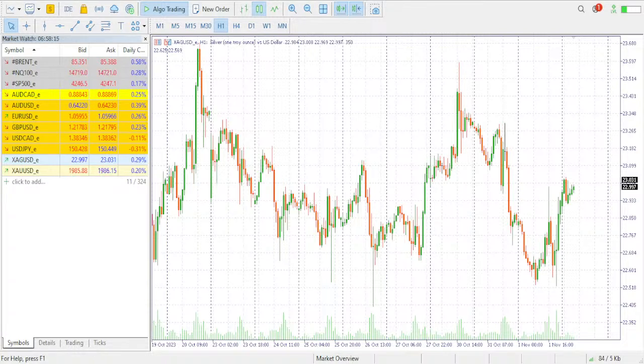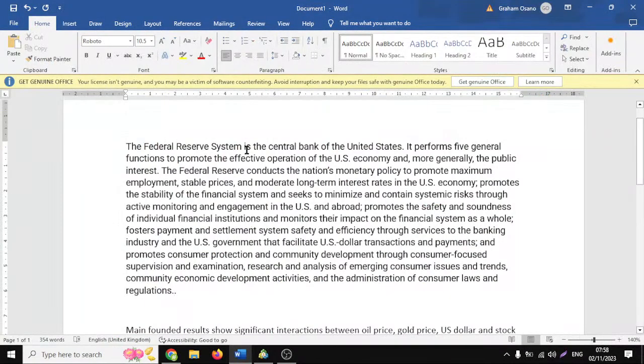So I did some minor research here. The Federal Reserve System is the central bank of the United States. It performs general functions to promote the effective operation of the US economy and, more generally, the public interest. The US Federal Reserve conducts the nation's monetary policy to promote maximum employment, stable prices, and moderate long-term interest rates in the United States. It promotes the stability of the financial system and seeks to minimize and contain systemic risk through active monitoring and engagement in the United States and abroad.